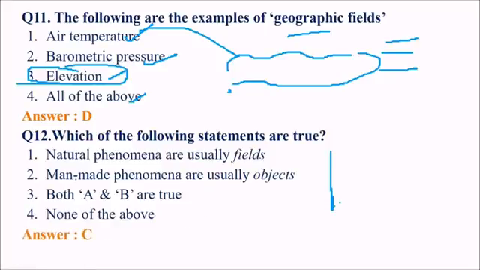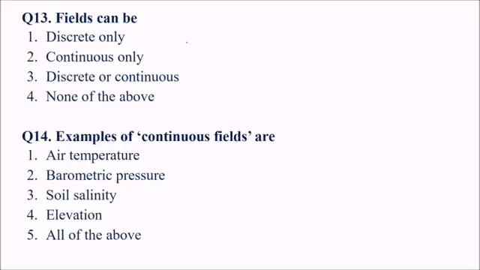The answer, you guessed it right. Both of these are true. Natural phenomena are usually fields and man-made phenomena are usually objects. Natural phenomena, fields; man-made phenomena, objects.